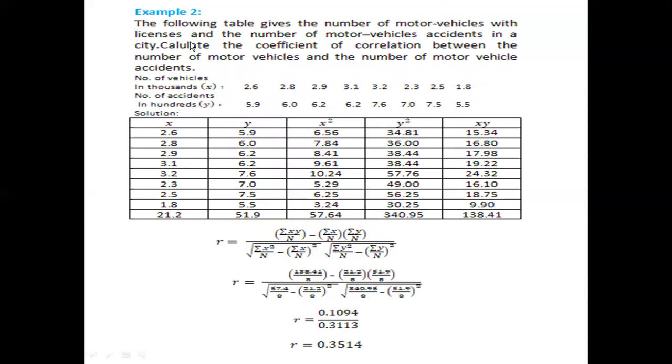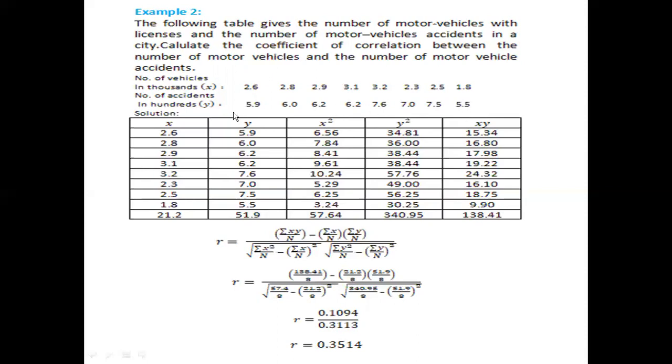Now example 2. The following table gives the number of motor vehicles with license and the number of motor vehicle accidents in a city. Calculate the coefficient of correlation between the number of motor vehicles and the number of motor vehicle accidents. Here the data is given as number of vehicles in thousands, suppose in variable x, and number of accidents in hundreds in variable y. So the first row denotes the values for x, and the corresponding values are for y.